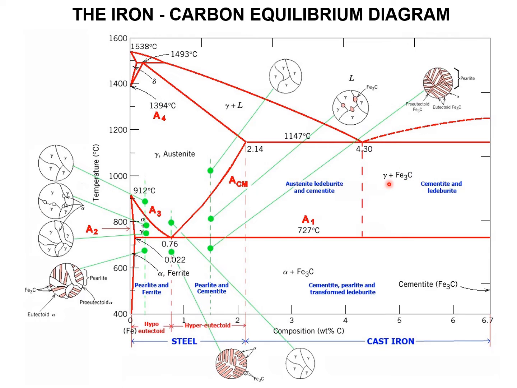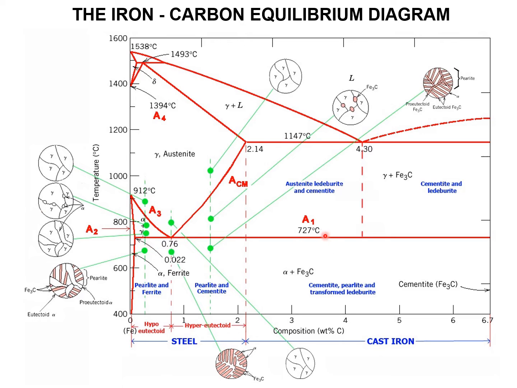We call this a ledeburite mixture, that is austenite plus cementite. This mixture we call a ledeburite mixture. This reaction is the eutectic reaction. Still slowly cooling, at this temperature one solid is converted into two new solids: gamma gives alpha plus Fe3C. Ferrite plus Fe3C we call a pearlite mixture. This reaction we call the eutectoid reaction.